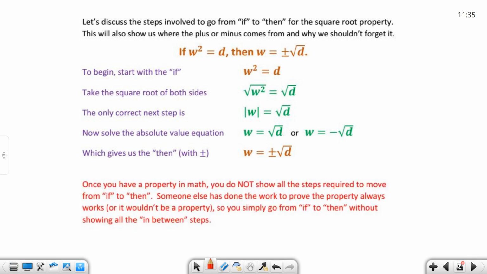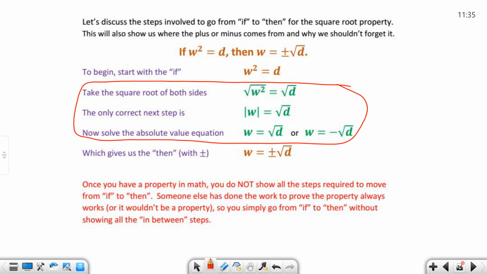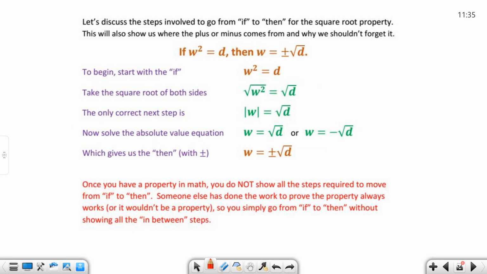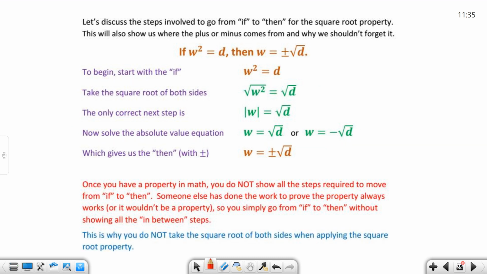Once you have a property in math, and I've just said this like seven times already, you do not show all the steps required to move from if to then. Someone else has already done that work. It wouldn't be a property if they didn't. So you simply go from if to then without showing all the in-between steps. These are your in-between steps. You don't show them. That is why you do not take the square root of both sides when applying the square root property.